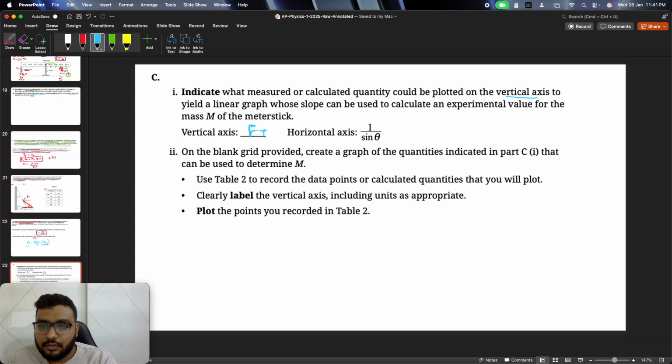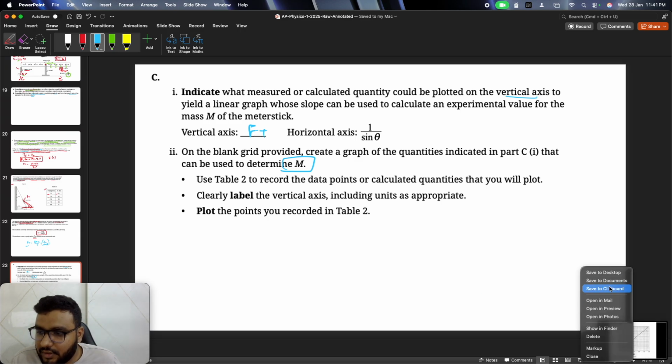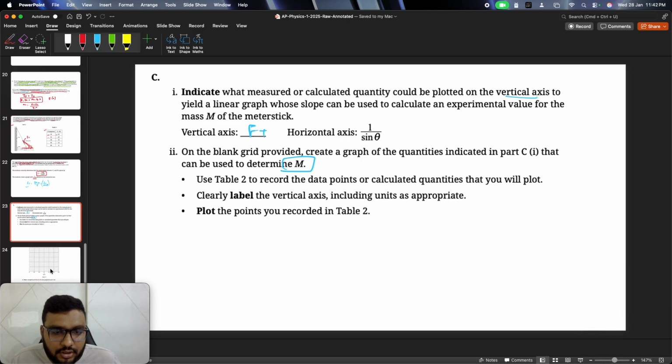Now on the blank grid provided, create a graph of the quantities indicated in part C1 that can be used to determine the value of m. Use table 2 to record the data points or calculated quantities. So basically we need to draw the graph of this. Okay, so I'll just get the graph how it looks once you plot the values.